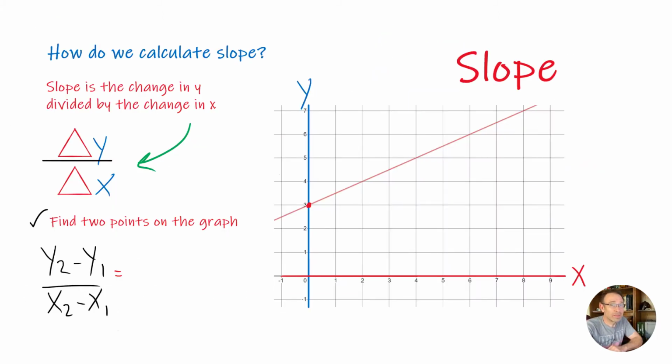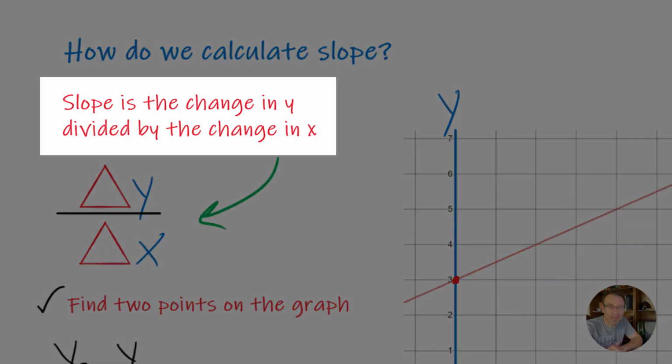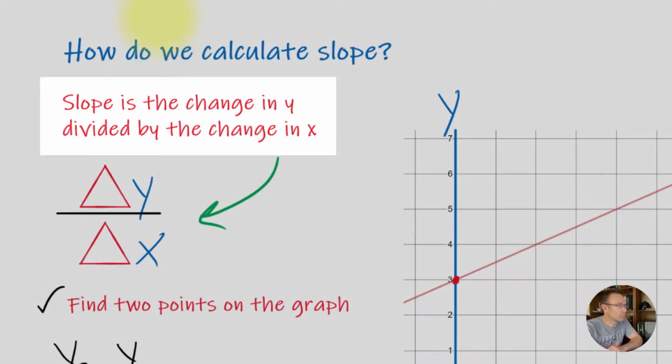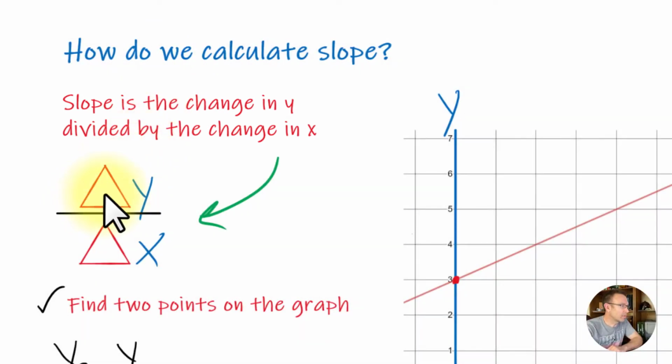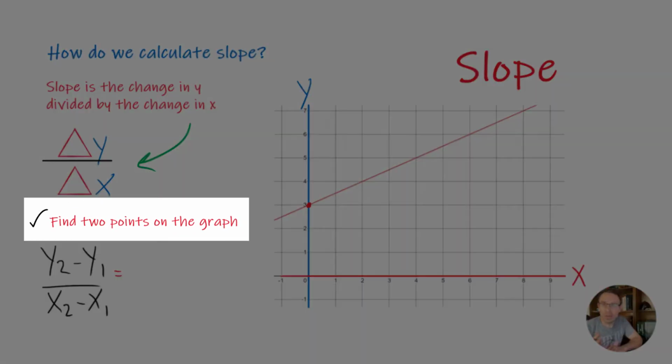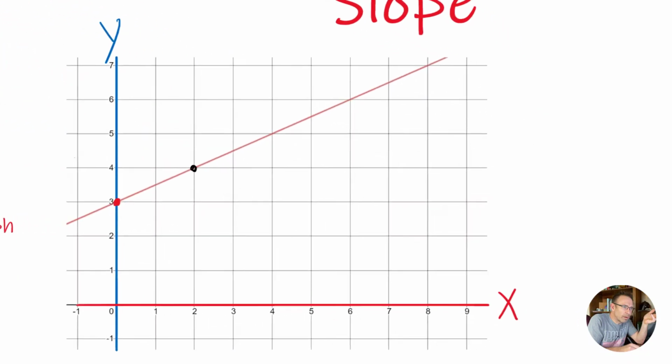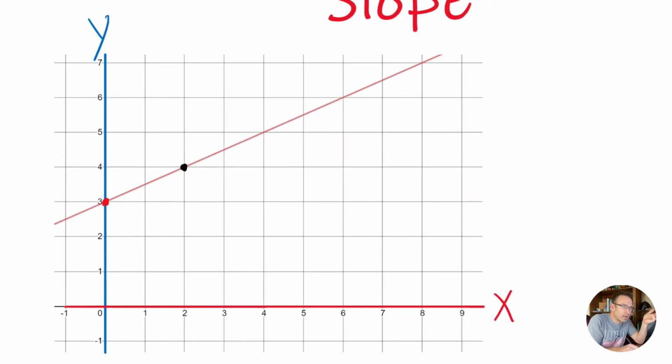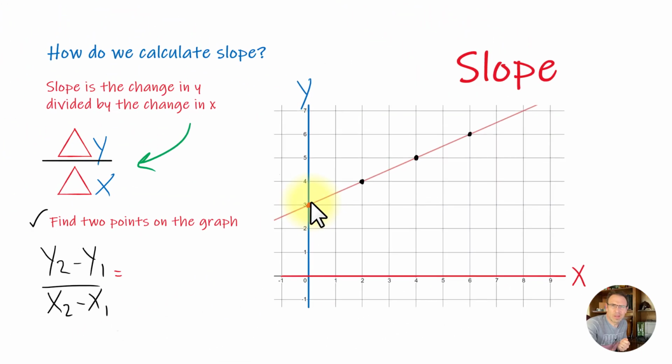Well, it's pretty simple. It's the change in y divided by the change in x. This little triangle here means delta, and it means change in y divided by the change in x, right? So how do we actually do it? We find 2 points on the graph. There's a point right there. There's another point right there. You can mark more points if you like, but you really only need 2. There's also a point right here, this red one. That's a very special point. We'll talk about that a little bit later.